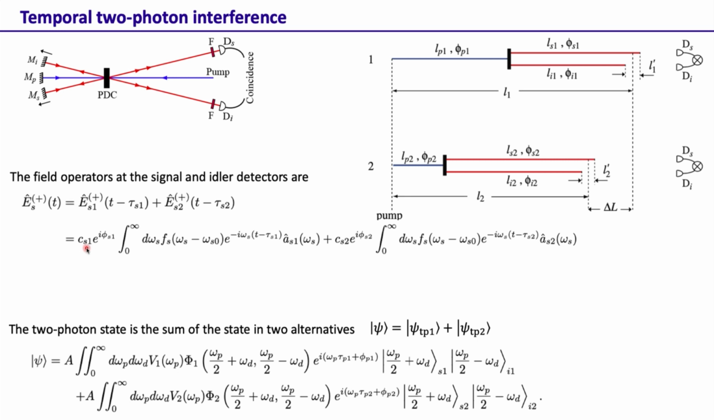CS1 is the attenuation constant and those factors in alternative 1 of the signal field, and CS2 is again the attenuation constant that the signal field faces in alternative 2.